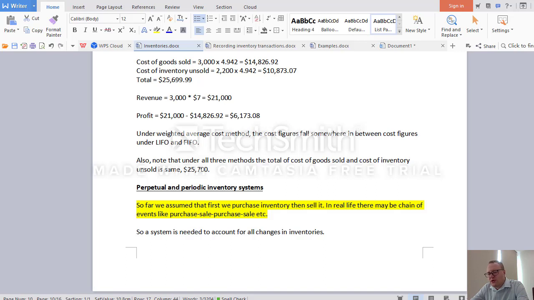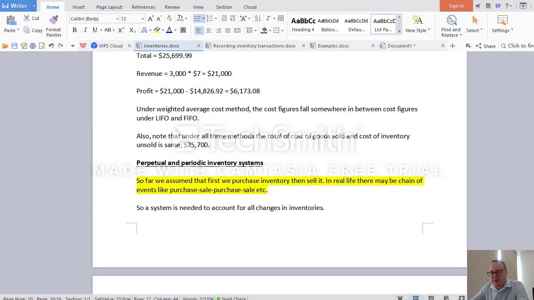Of course, in reality, there is a chain of purchases and sales. It's not like you purchase only once and sell only once. You may purchase 1,000 times and sell 900 times. So for that, you need to look at each transaction and prepare the inventory card. So let's start with perpetual inventory system.